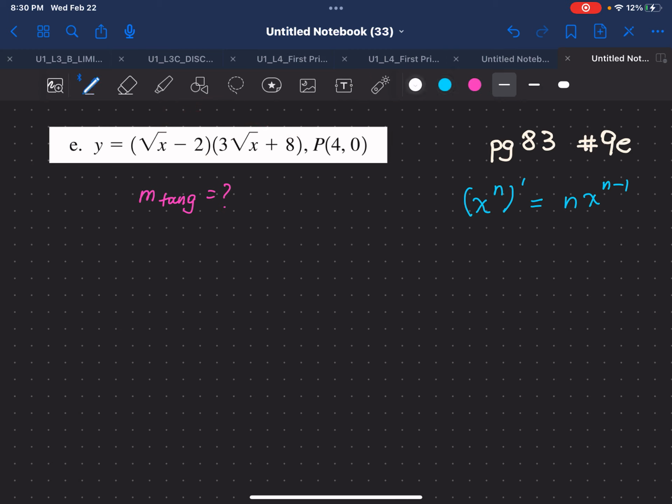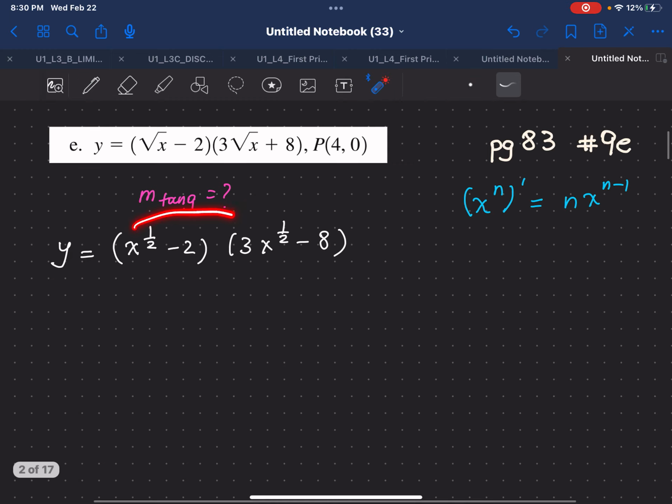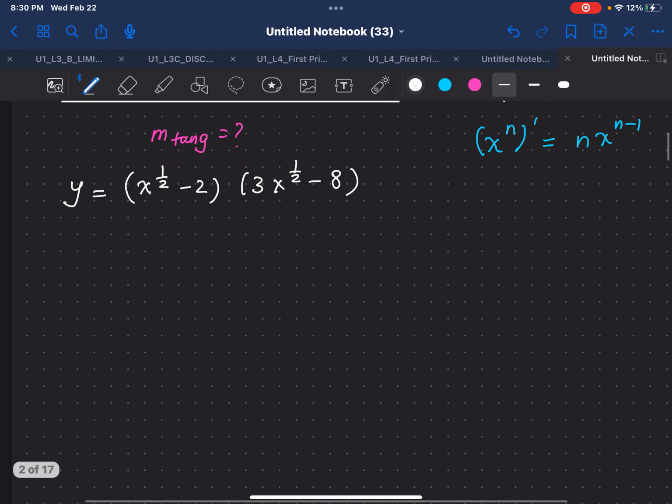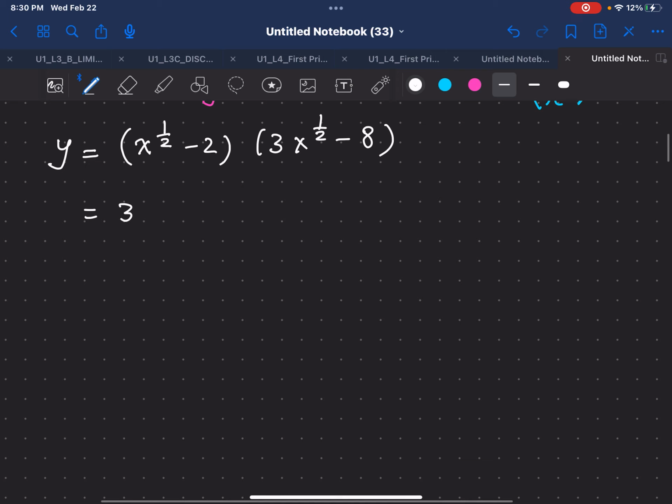So let's get started. We have to rewrite the equation of the function, y equals, and I am going to write the square roots as exponential numbers. So x to the power 1 over 2 minus 2. And then we have 3x to the power of 1 over 2 plus 8. So let's start expanding now. We have 3 and x to the power 1 over 2 times x to the power 1 over 2 would give 3x to the power of 1 over 2 plus 1 over 2. And then next we multiply x to the power 1 over 2 times negative 8, so that's negative 8x to the power of 1 over 2.